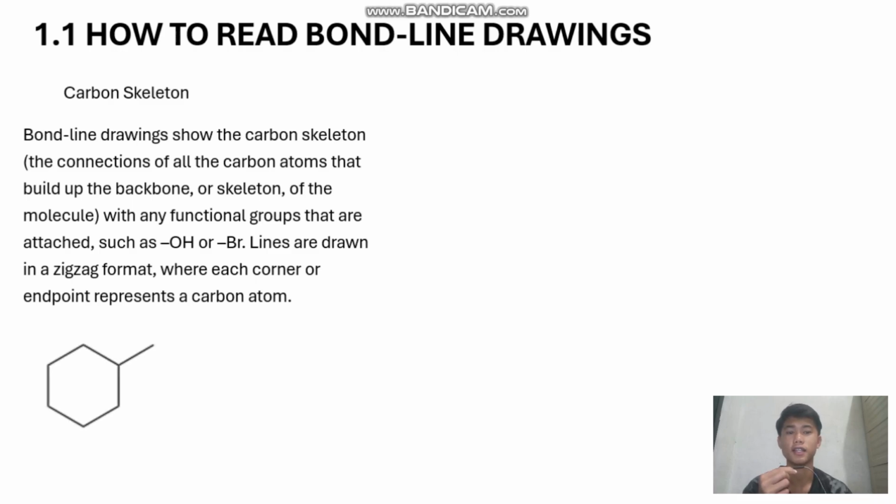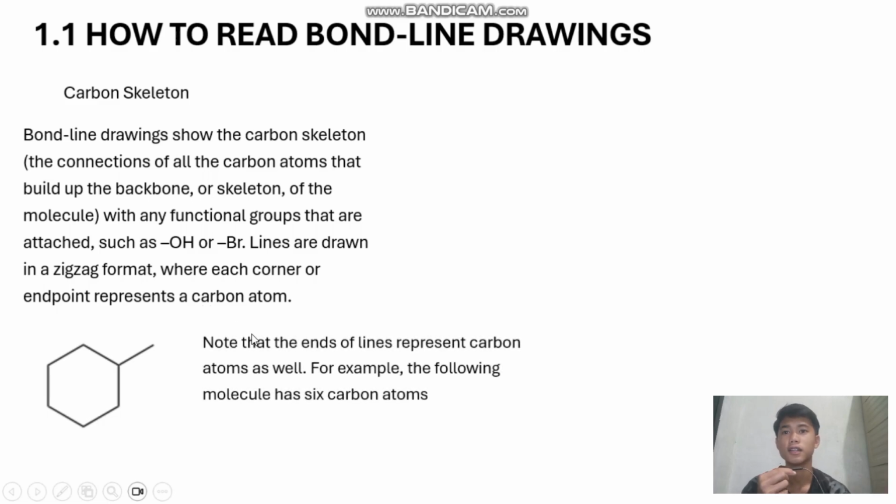So we have the drawing here. These have 1, 2, 3, 4, 5, 6, and 7 carbon atoms. Note that the ends of lines represent carbon atoms as well. For example, the following molecule has 6 carbon atoms. Let's count. Every end of a line represents a carbon atom. So 1, 2, 3, 4, 5, and 6.